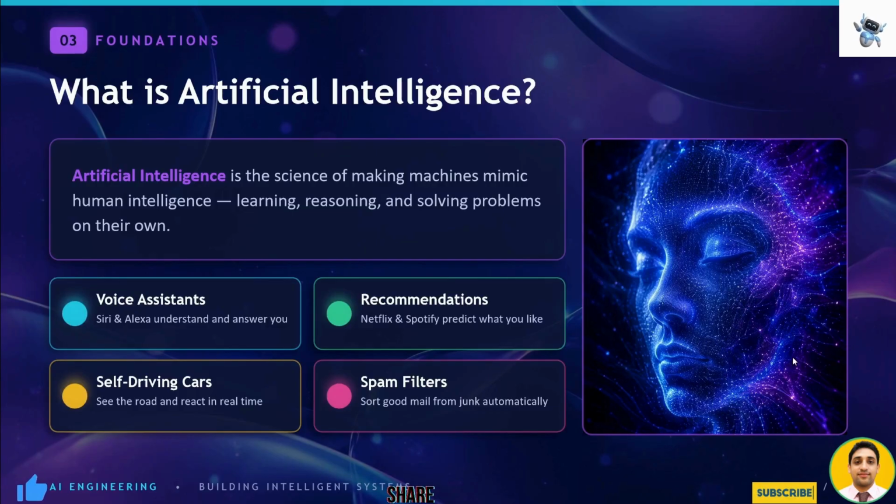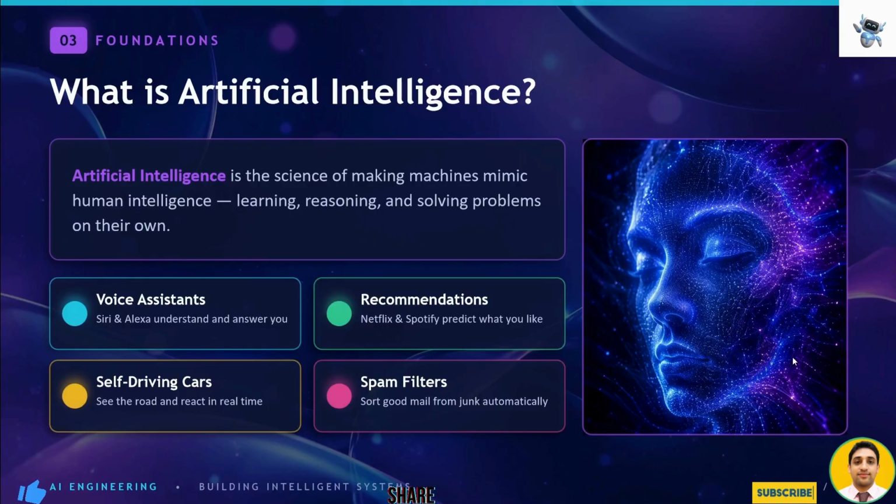Next, think about recommendation systems. When Netflix suggests a movie you might like, or Spotify creates a playlist based on your taste, these platforms are using AI algorithms that have learned your preferences from your past behavior. Then there are self-driving cars, which use AI to see the road through cameras and sensors and react in real time to pedestrians, traffic signals, and other vehicles, a task that requires extremely fast decision making.